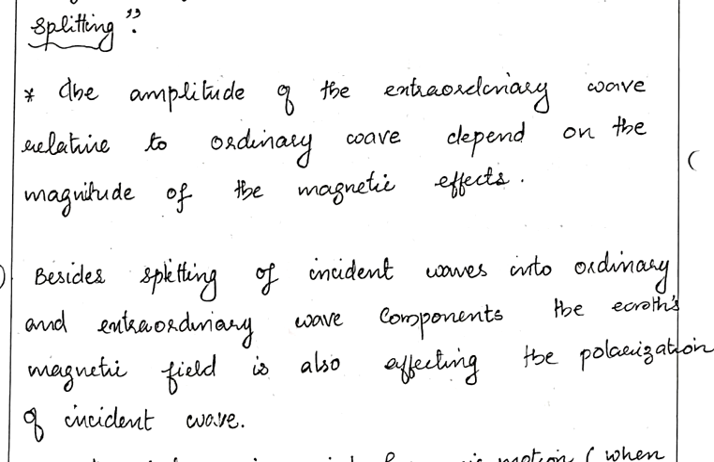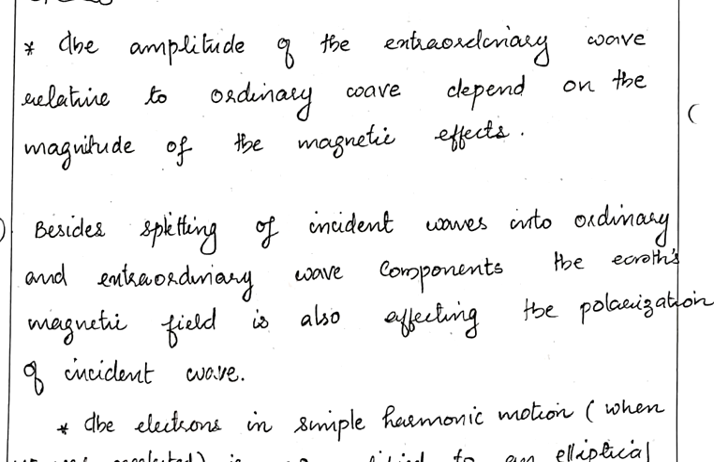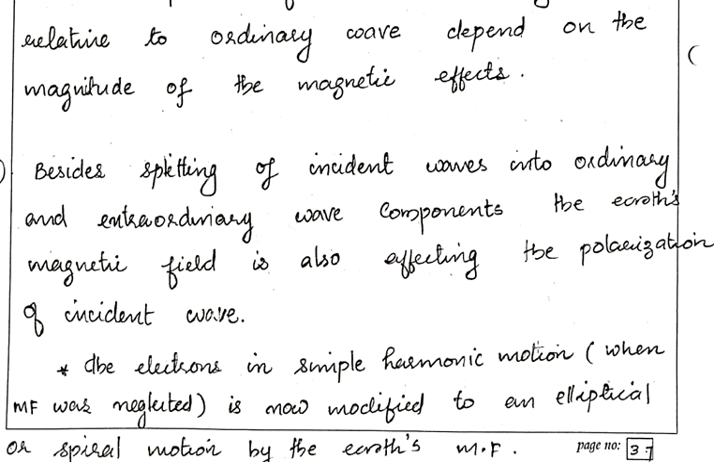The normal vibration changes into an elliptical polarization or a spiral form. That is affecting the polarization of the incident wave. That is the second point: the electrons in simple harmonic motion are now modified into an elliptical or spiral motion by the Earth's magnetic field.